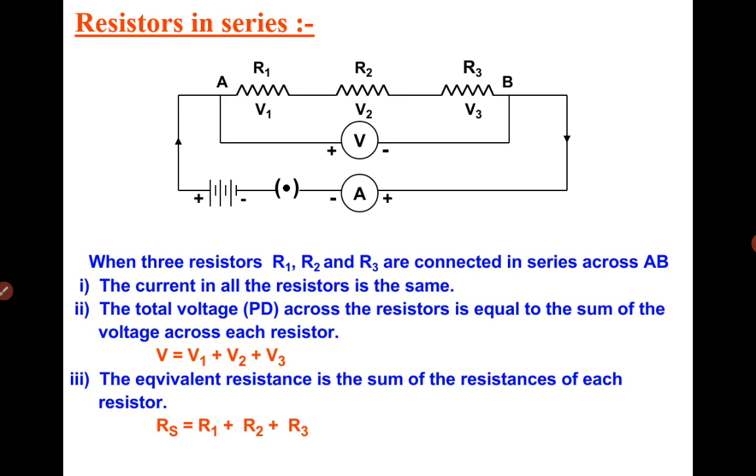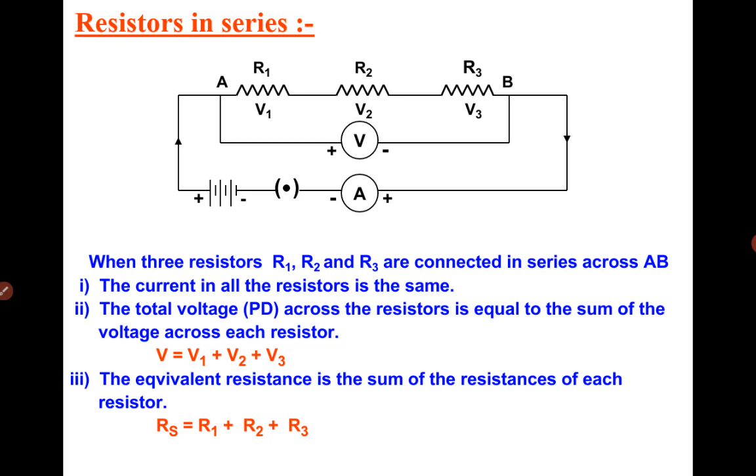current is drawn from the battery, and the current I reaches the point A. As these three resistors are connected in series, the same current passes through all three resistors. As per Ohm's law, V is equal to IR. Here I is the same. Therefore, the potential difference across the resistor R1, V1, is equal to IR1. Potential difference across R2, V2, is equal to IR2. Potential difference across R3, V3, is equal to IR3.